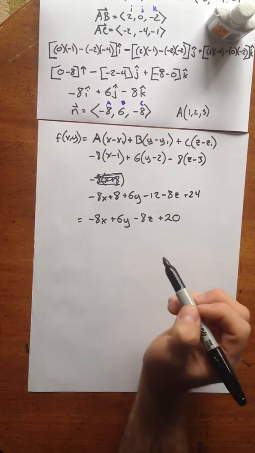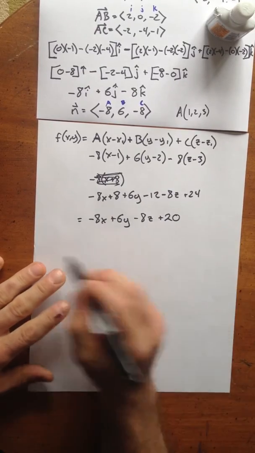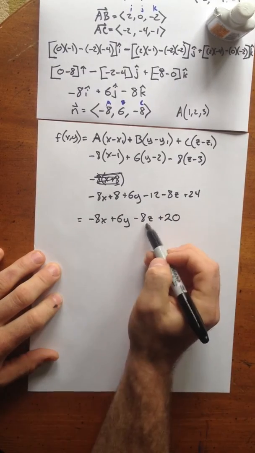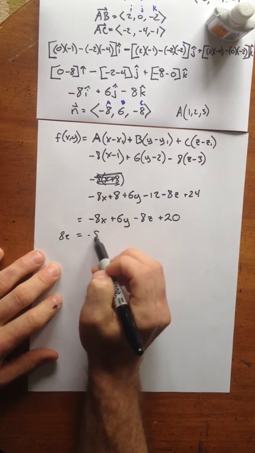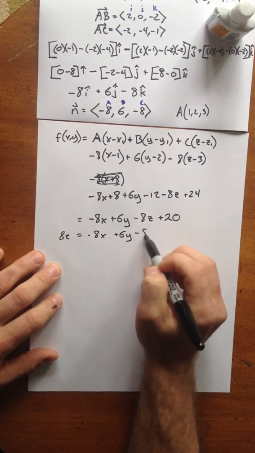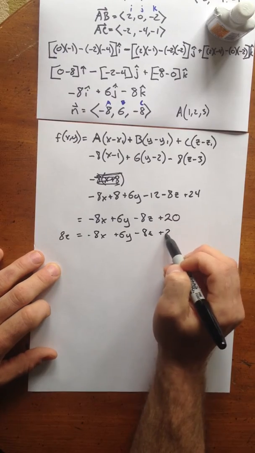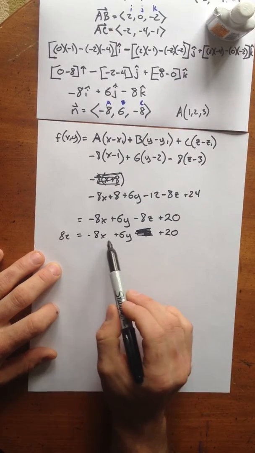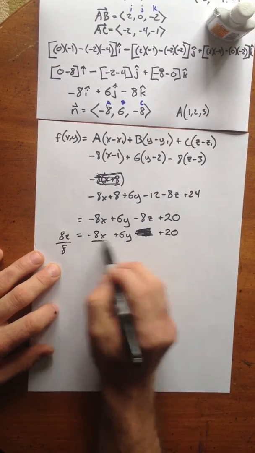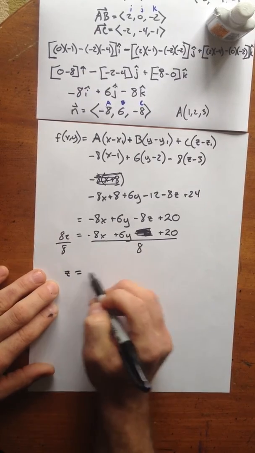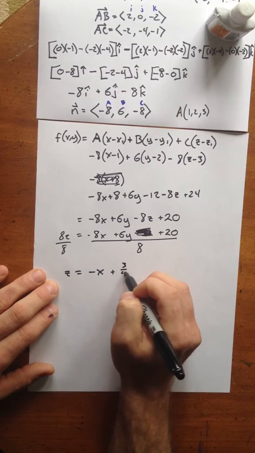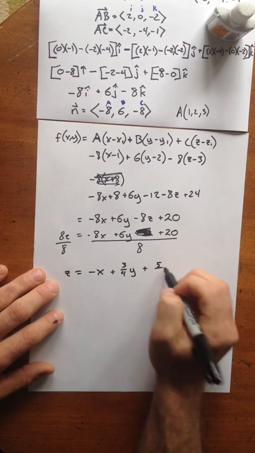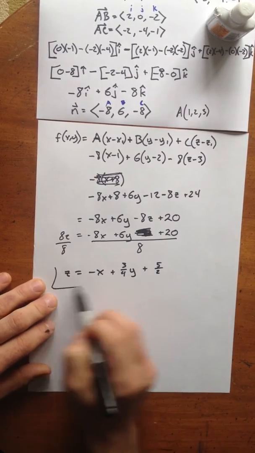Now, what we want to do to get a tangent plane equation, we need z alone by itself. We're going with z equals some x, y function. So we'll just add 8z to this side. Sorry, I rewrote that twice. 8z equals negative 8x plus 6y plus 20, divided by 8, we'll end up with our tangent plane equation of negative x plus 3/4 y plus 5 over 2. This is our tangent plane equation.